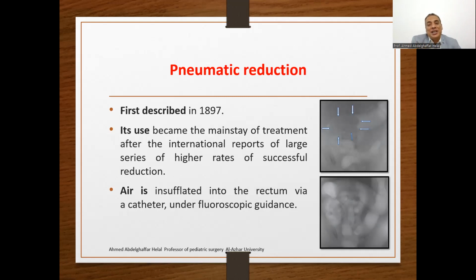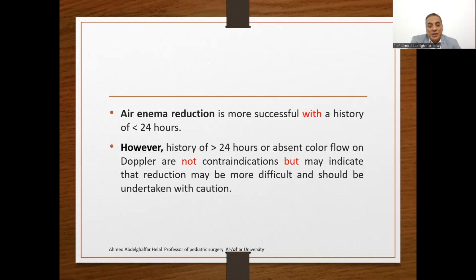Air is insufflated into the rectum via catheter under fluoroscopic guidance. As we see, this is the mass of the intussusception marked by the arrow, and this is after the release and after the passage of the air into the distal small bowel. So this is called pneumatic or air reduction enema under radiological guidance.